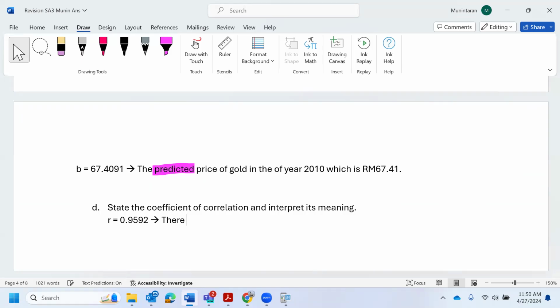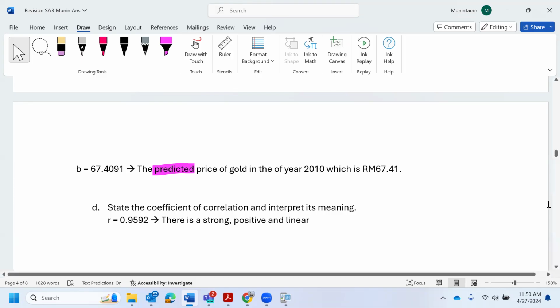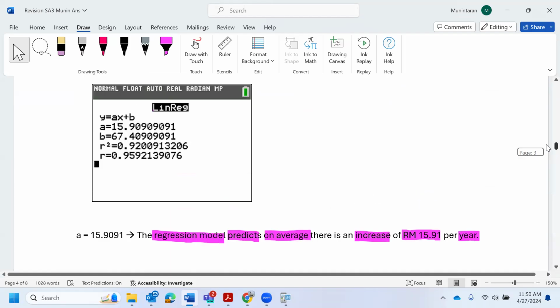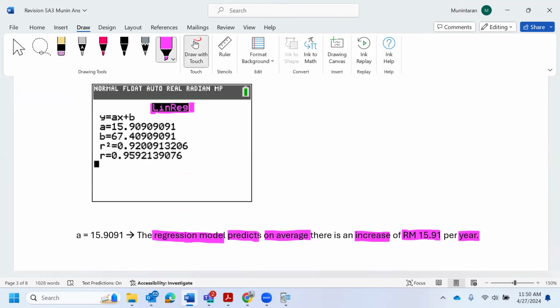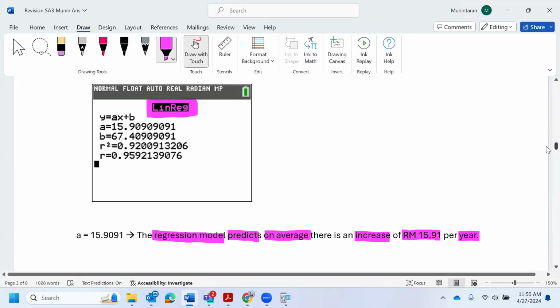You will say there is a strong, positive, and you must say linear. Although we said just now non-linear, here you must say linear. Why? Because you are doing linear regression here. This value is for linear regression. You must say linear regression.